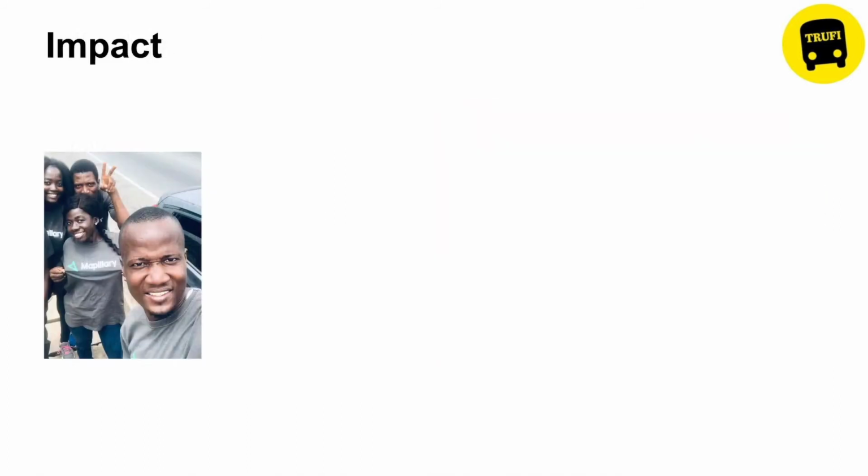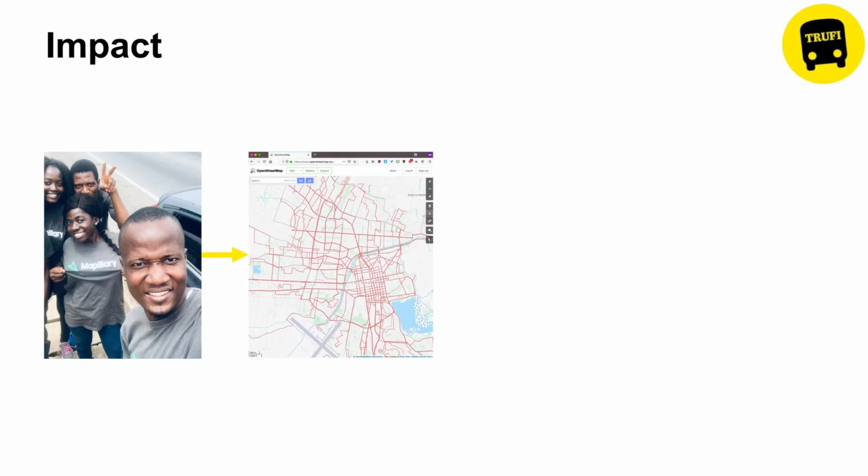The impact is that we build OpenStreetMap communities, train them, and that we make the data publicly available on OpenStreetMap. So maybe that's a good moment to open OpenStreetMap for your city and just check the transport layer, if you have good information on bus routes.